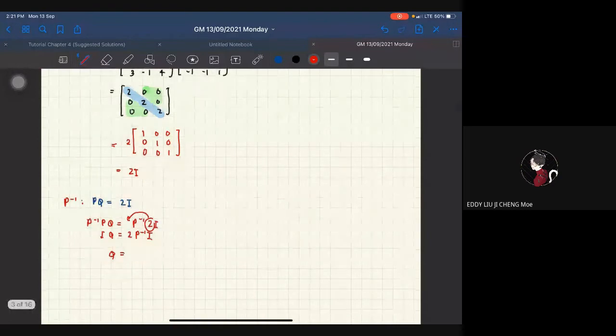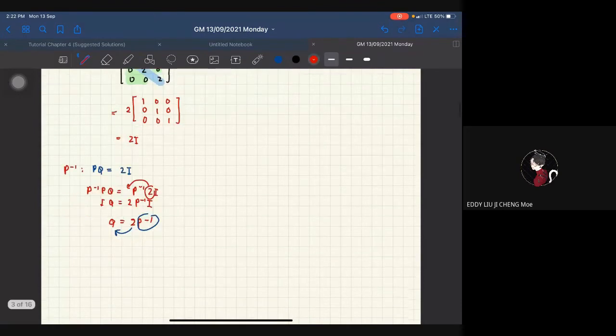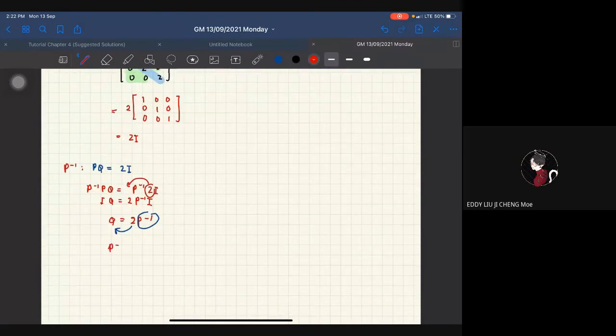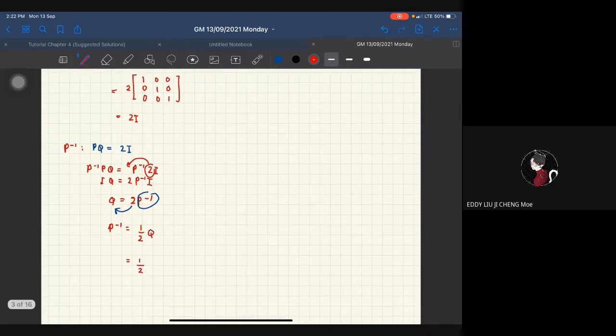Okay, so now we want P inverse. We want to have this one. So move the 2 to the left side. So you will have P inverse equals to 1 over 2 Q. So just substitute the Q that you have. 1 over 2. So what was Q earlier? I just copy it here, and then we paste it over here.